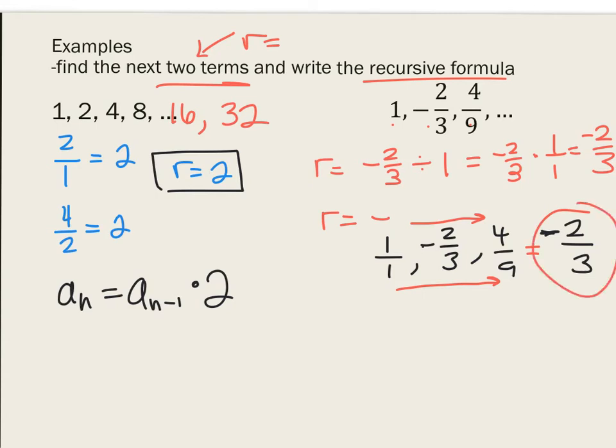So when I write my recursive formula, a sub n equals a sub n minus 1 times negative 2/3. So any term that I have before it, just multiply it by negative 2/3 and we'll be good to go.